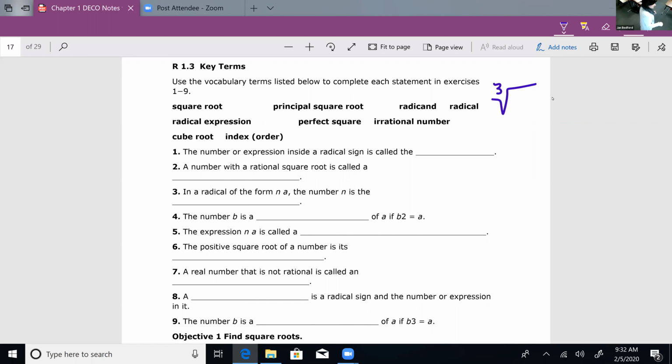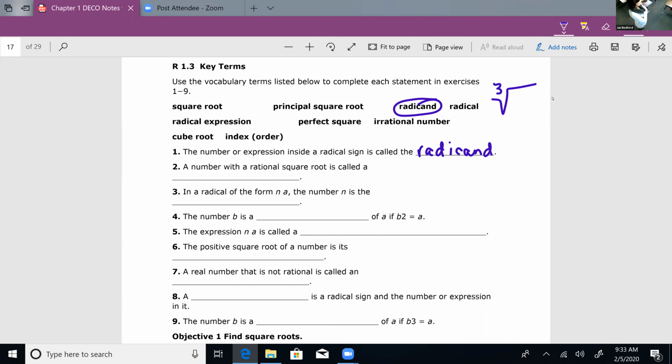The number or expression inside or underneath a radical sign is called the, what do you think, which one of these words up here would it be? It's this one right here, radicand. So if we had something underneath that radical sign, that's called the radicand. Okay?